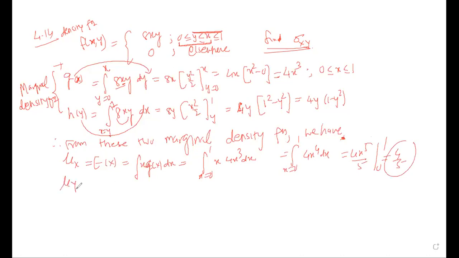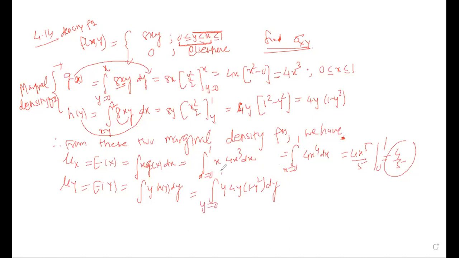In the same way I can find my mu of y, that is equal to E of y, and that is equal to the integration of y times h of y dy. And that is equal to the integration of y times h of y, which is 4y into 1 minus y square, dy. Once this one is done, if you hide x, y runs from 0 to 1.